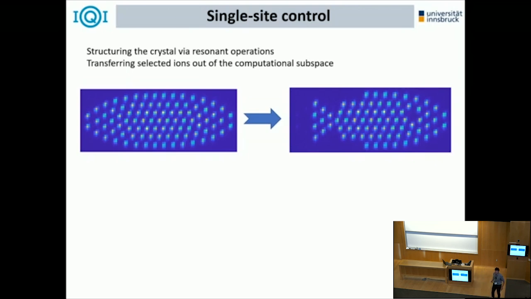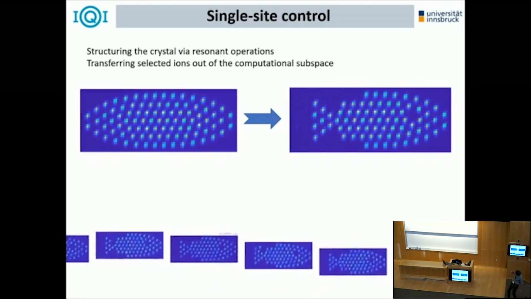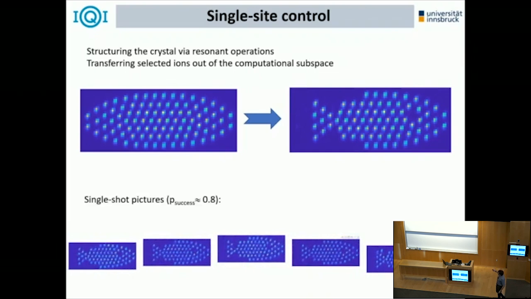Maybe somebody has an idea what we can do with this. What is nice is that if you look at some single-shot pictures, with a success probability of currently 0.8, which we can push a bit by some automation, in most of the cases we actually get this configuration.